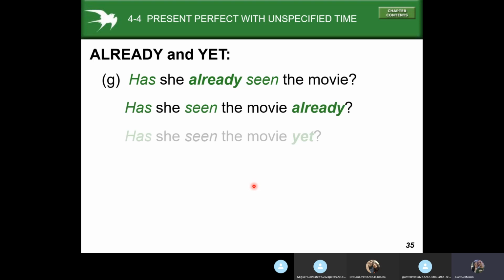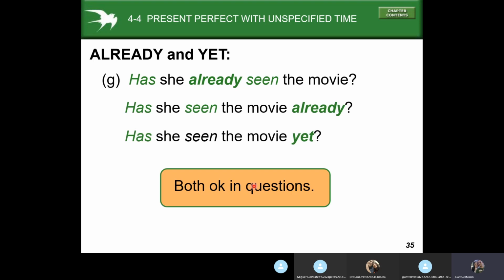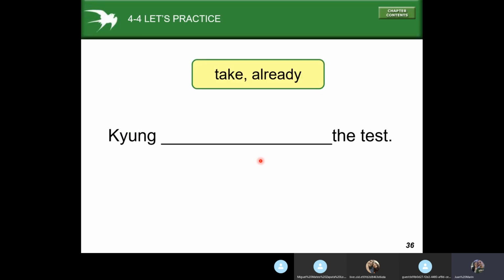Question, has she already seen the movie? Has she seen the movie already? Has she seen the movie yet? So both are okay in questions. For questions, you can use already or yet. But in affirmative sentences, already, or for negative sentences, yet. Okay, let's practice.